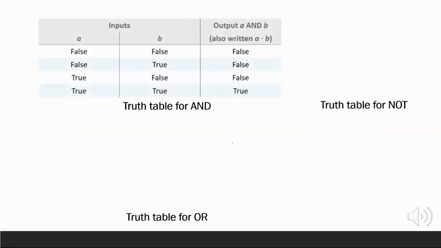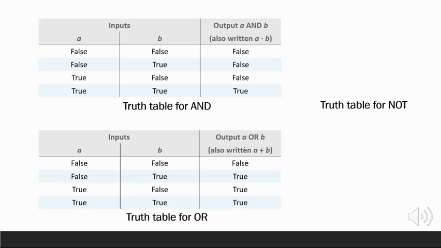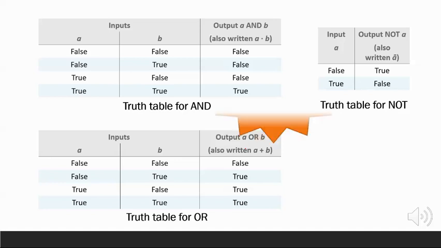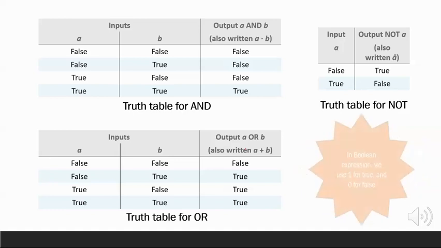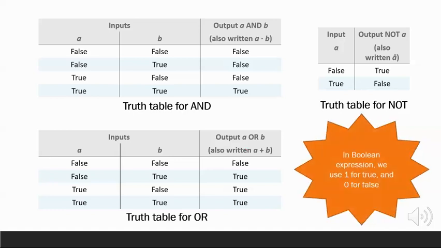Generally, we use truth tables to represent Boolean logic. In a Boolean expression, we use 1 for true and 0 for false. Since we can use gates to implement the three fundamental gates, we can use gates to implement any Boolean logic.